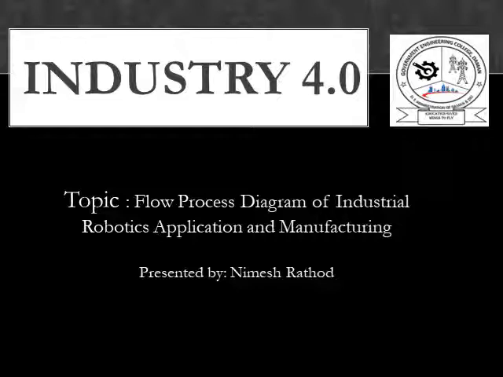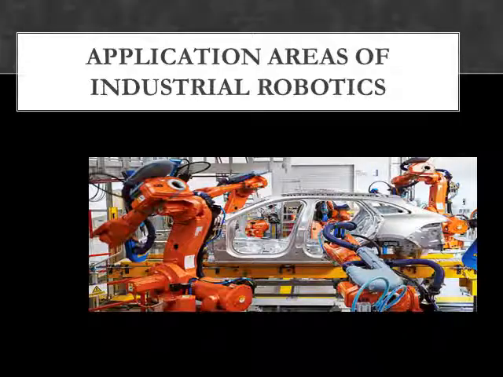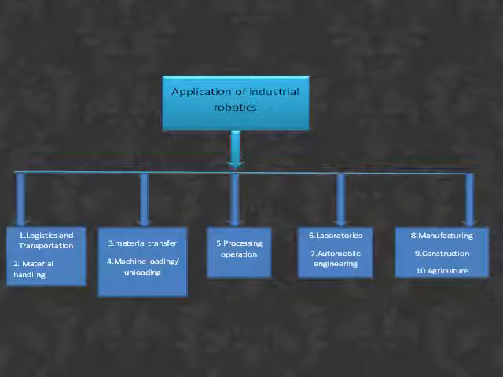Today my topic is the flow process diagram of industrial robotics applications and manufacturing. Here you can see the several applications of industrial robotics, which are as follows.